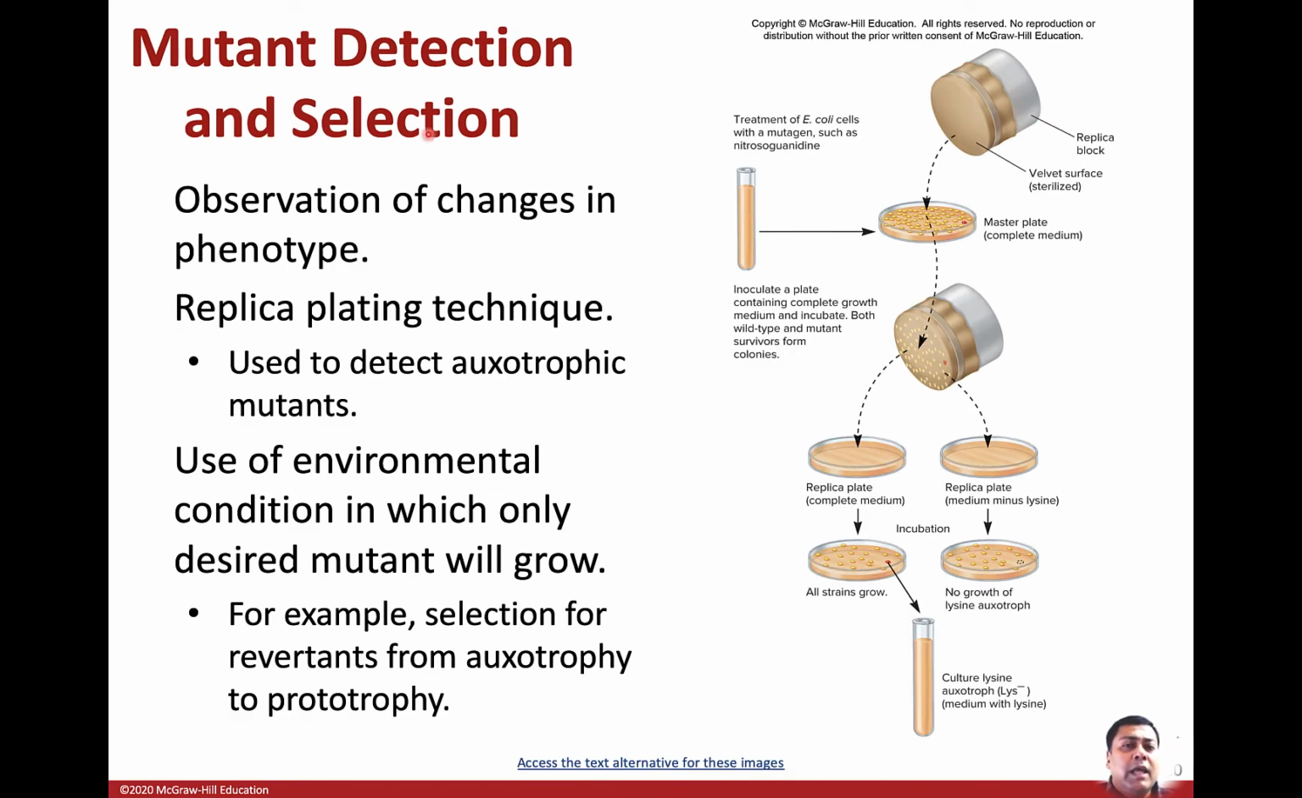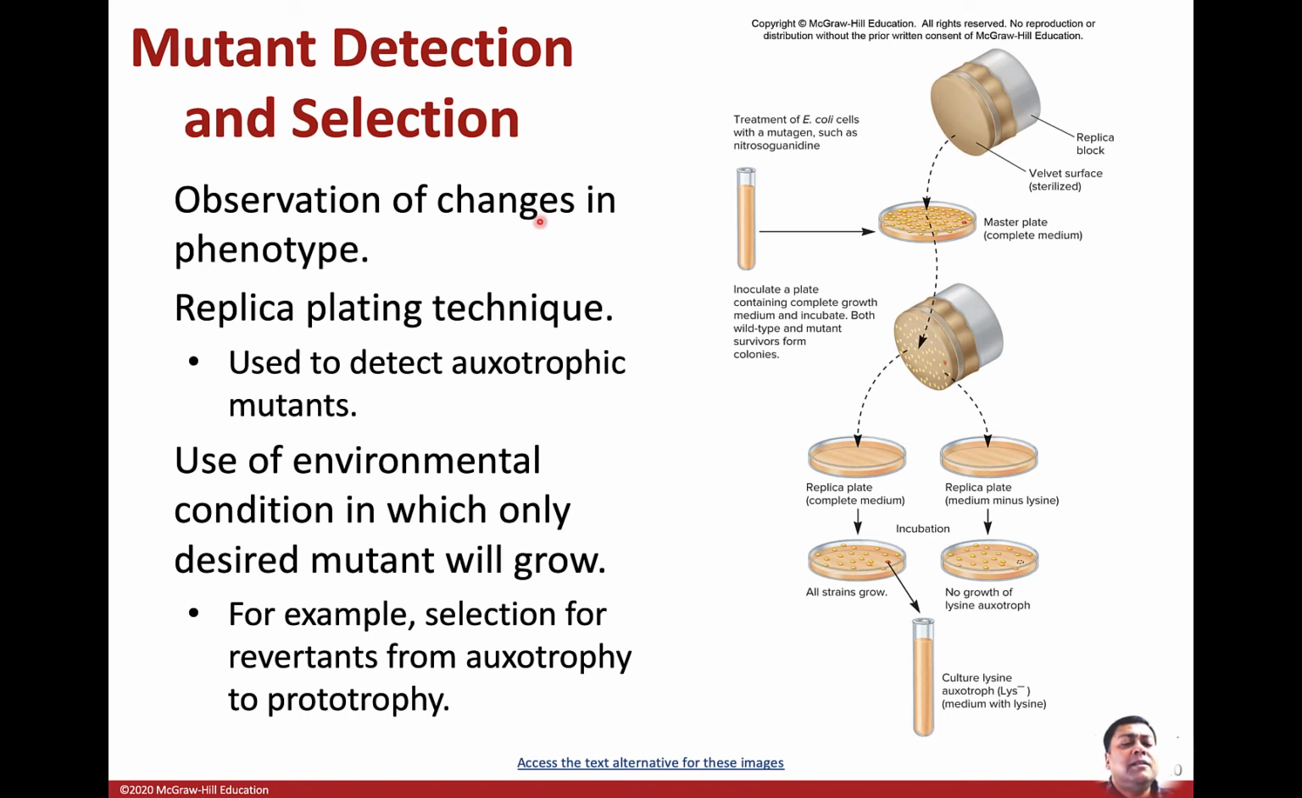So here we are looking at mutant detection and how we can do this. If a mutant has a visible change, say a colony color change, suppose you have a yellow bacterium which mutated into a blue colored bacterium, and that blue color is a mutation, we can easily isolate it because there is a visible clue.